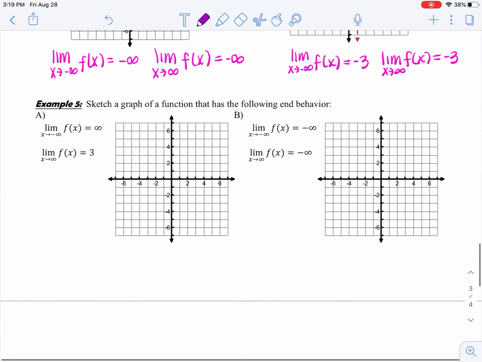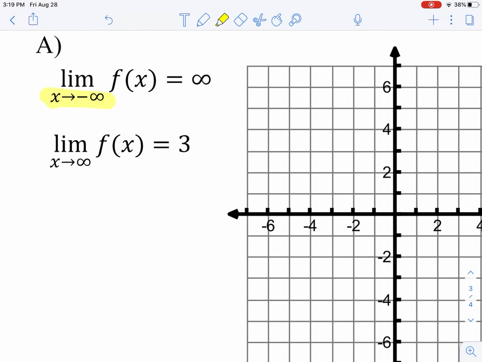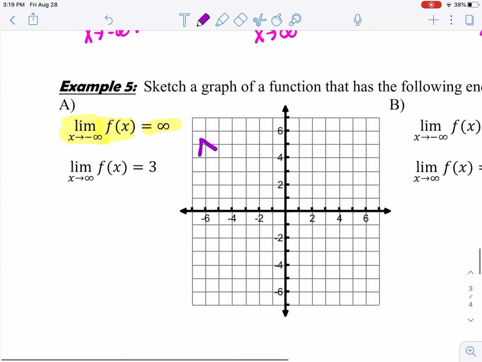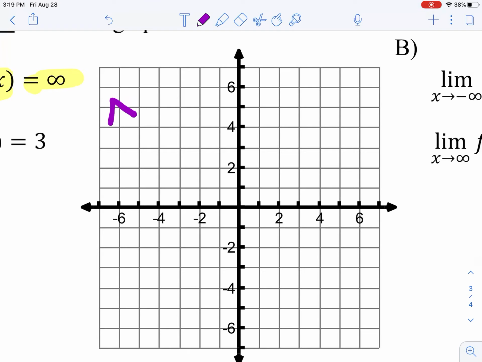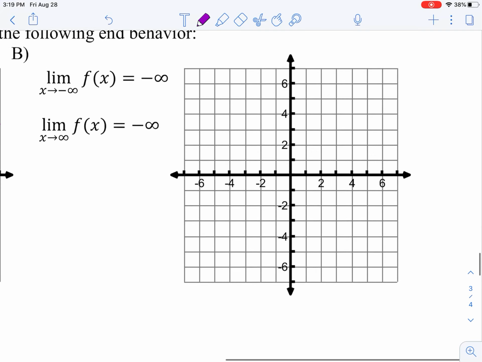All right, the very last part is sketch a graph of a function that has the following end behavior. So this says that the limit as x approaches -infinity of the function is infinity. That means on the left-hand side of the graph, I should have an arrow pointing upward. If you look here, the limit as x approaches positive infinity is 3. So as you're looking right on your graph, your function needs to approach 3. So I'm going to put an arrow that's leveling off at 3. Now I can connect these two, and I have a graph that has those qualities.